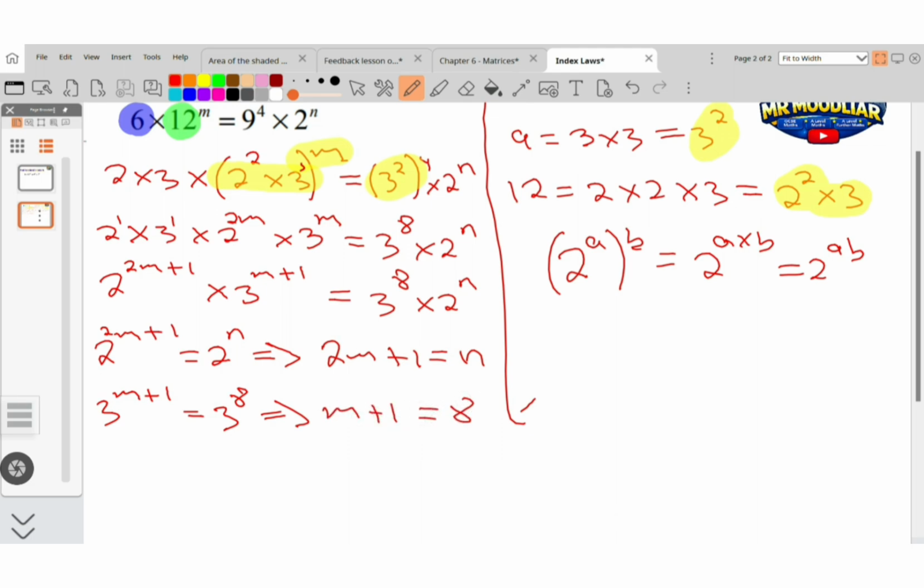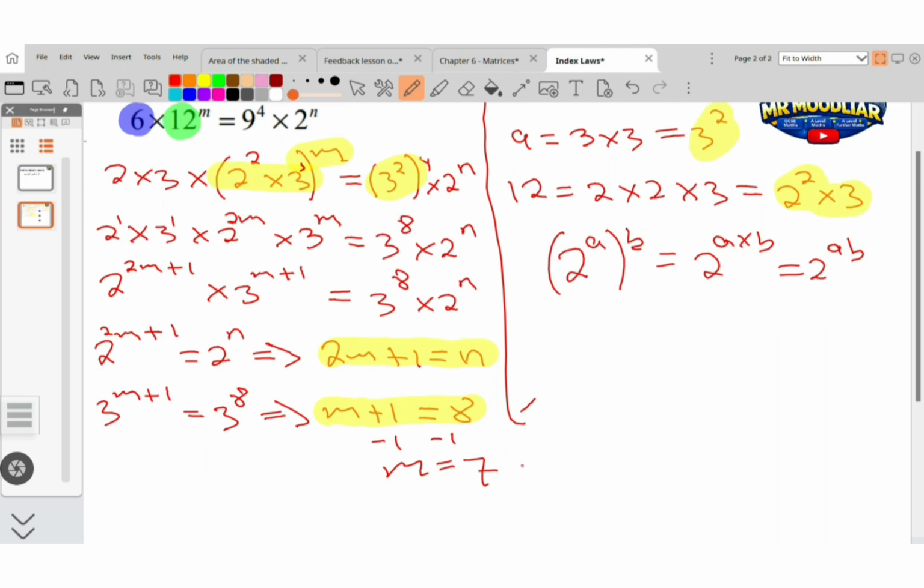Now, as you can see right now, we have two equations. The first equation, we have 2m plus 1 is equal to n. The second equation, we have m plus 1 is equal to 8. So the second equation, we're going to work out the value of m, whereas the first equation, we can't work out the value of m and n yet because there are two unknowns. So we're using the second equation to work out the value of m. So we subtract 1 from both sides. So m must be 7.